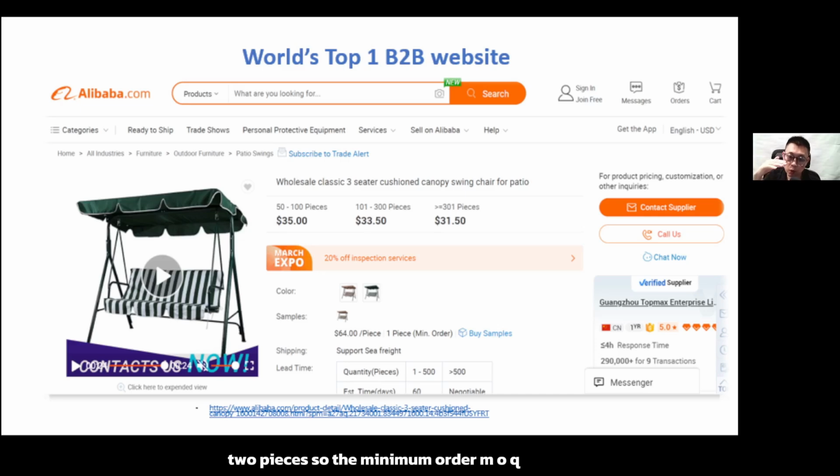So the minimum order, MOQ. We say, what is your MOQ? MOQ means the minimum order they take. So the MOQ nowadays is getting very, very small, getting lower, because no one wants to buy such big quantity, because large quantity means what? Means risk, means inventory.